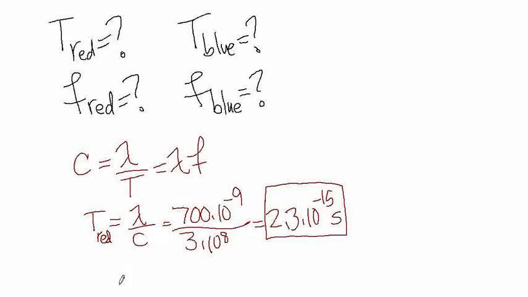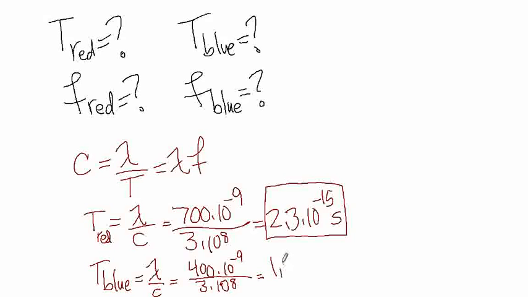Okay, and then for blue, so again lambda over c, so 400 × 10⁻⁹ divided by 3 × 10⁸. So it'll be a little smaller. So for that we will get 1.3 times 10 to the minus 15 seconds.